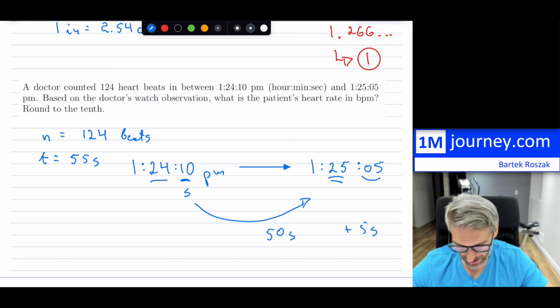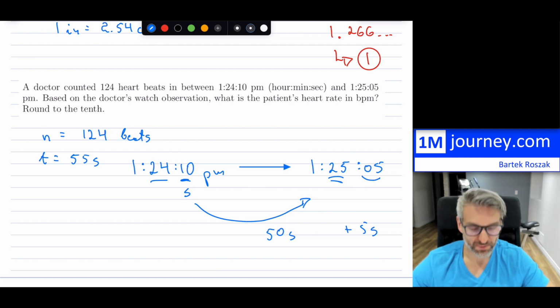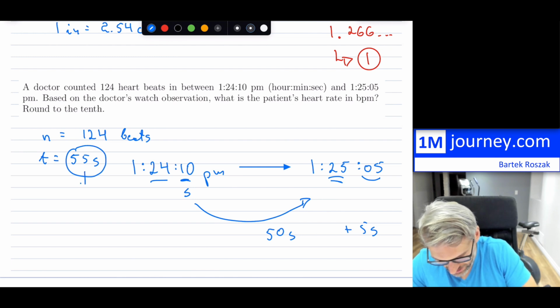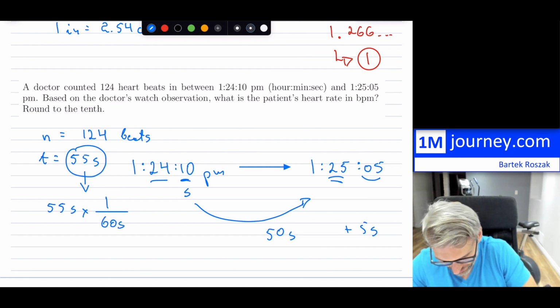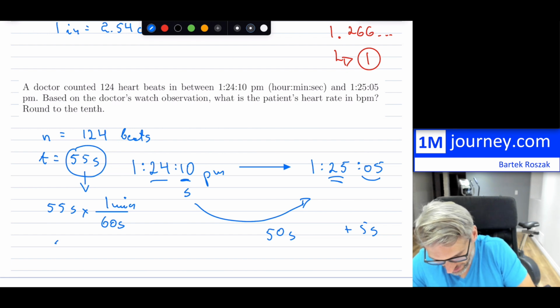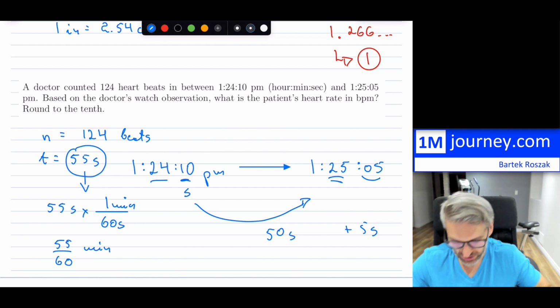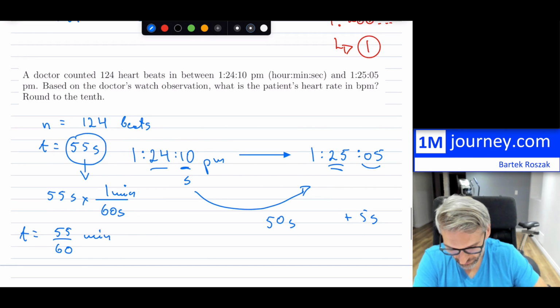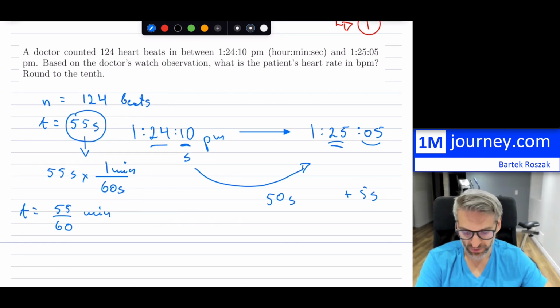All right. Now, based on this, what is the patient's heart rate in beats per minute? Well, beats per minute is not per second. If you wanted this in minutes, then for 55 seconds you have to go 60 seconds for every minute. So this is really 55 over 60. You can put that as a decimal if you like, but I'll just leave it as that for the minute.